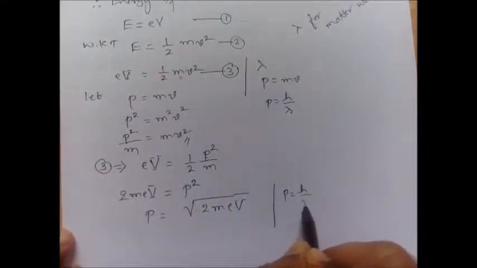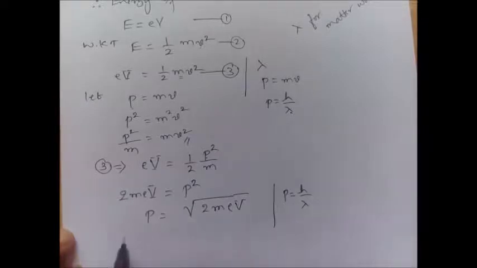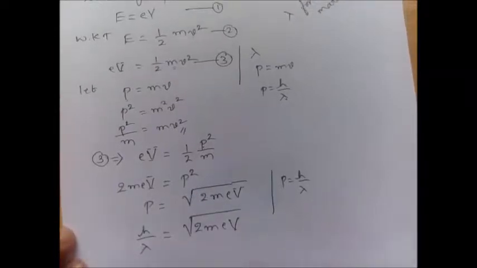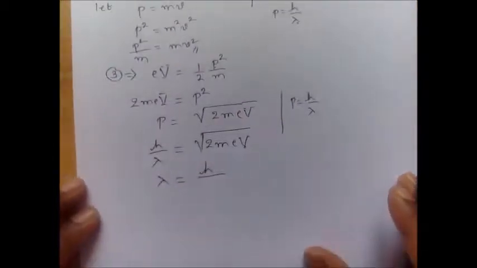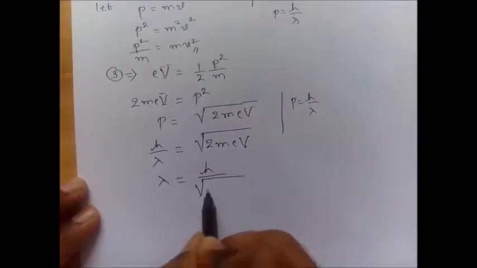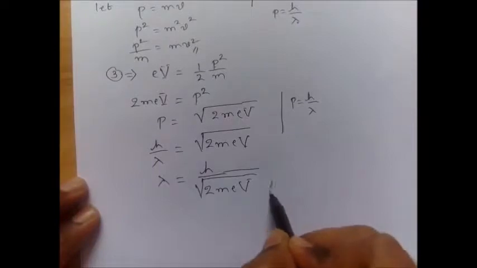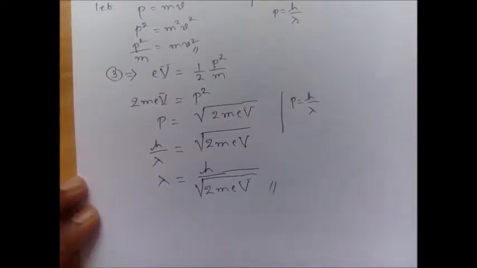P is equal to h divided by lambda. That means h divided by lambda is equal to square root of 2meV. So lambda is equal to h divided by square root of 2meV. So this is the de Broglie wavelength, or you can say the relation between this energy and the lambda.